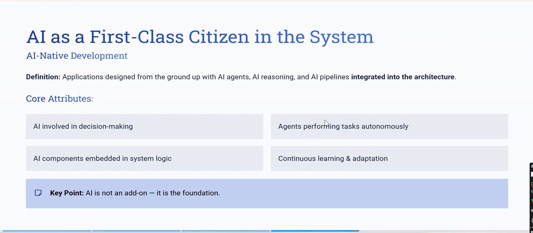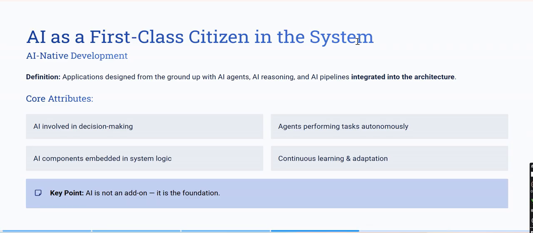Now let's go to AI native development. Here, AI is not a helper, AI is a part of the architecture itself. Applications are designed from day one with AI agents, AI pipelines, and AI reasoning as core components. The system assumes AI will act, decide, and collaborate.